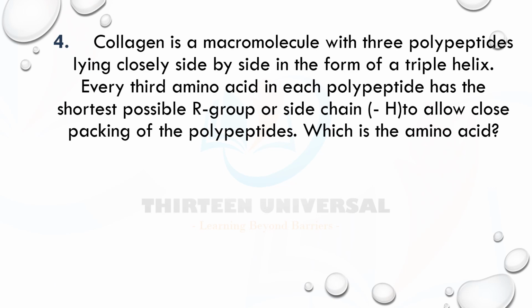Come with me, guys. This seems to be interesting. Number 4 says collagen is a macromolecule with 3 polypeptides lying closely side by side. Three polypeptides lying closely side by side form the collagen molecule in the form of a triple helix. Every third amino acid in each polypeptide has the shortest possible R group or side chain to allow close packing of the polypeptides. Which is the amino acid? This is asking about the smallest amino acid, the one that has the shortest R group.